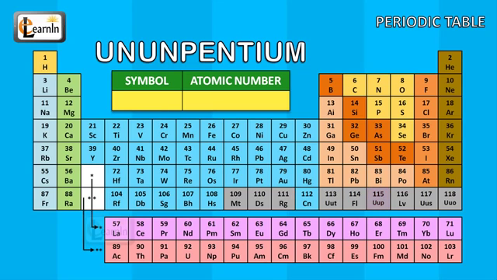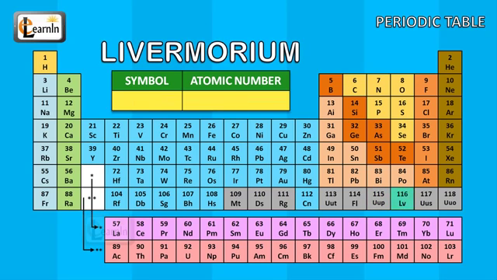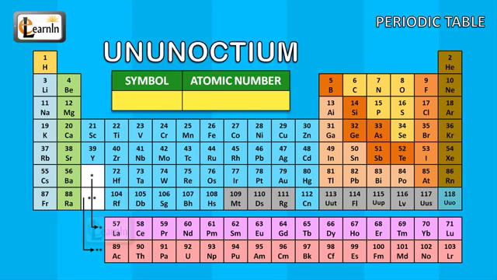The element unipentium is represented as UUP and has an atomic number of 115. The element livermorium is represented as Lv and has an atomic number of 116. The element uniseptium is represented as UUS and has an atomic number of 117. The element unanoctium is represented as UUO and has an atomic number of 118.